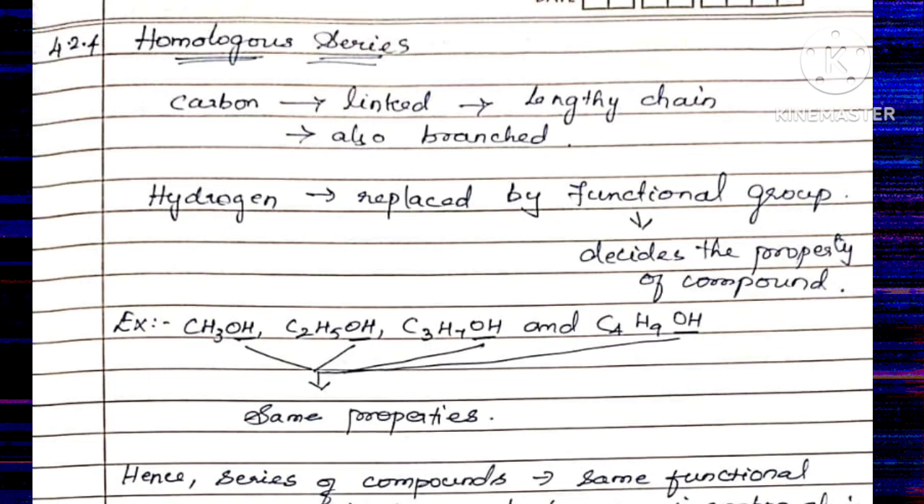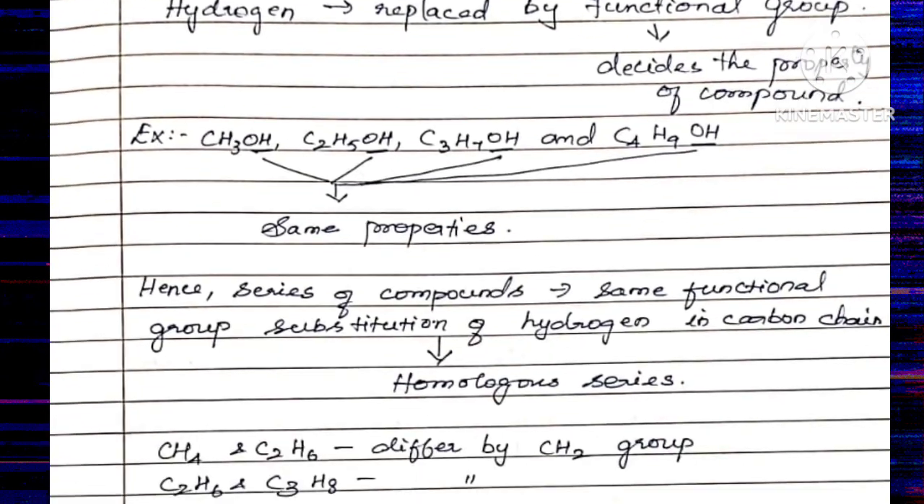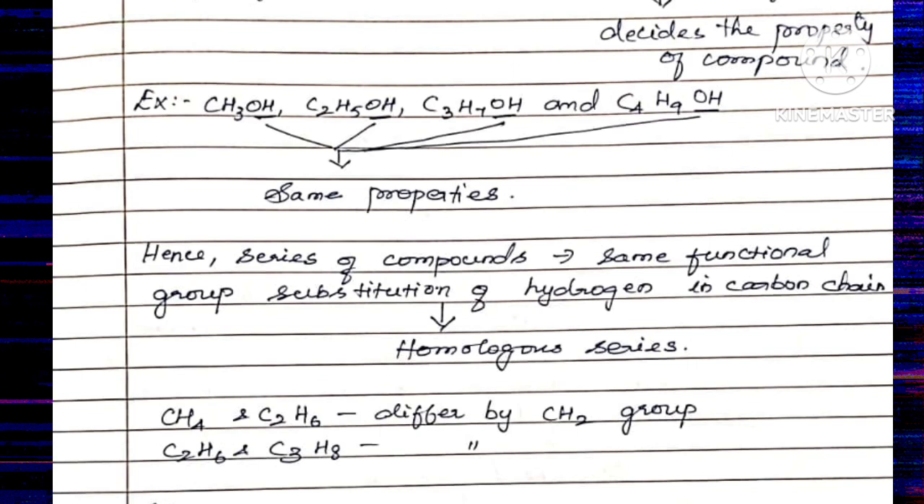The next topic will be the homologous series. Here we can see the carbon is linked to form a lengthy chain, which can also be branched. Here, hydrogen is replaced by the functional group, which decides the properties of the compound. For example, methanol, ethanol, propanol and butanol have the same property because they have the same functional group OH. So this is called a homologous series, which differs by the CH2 group.